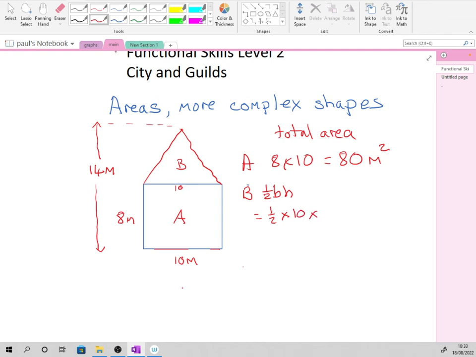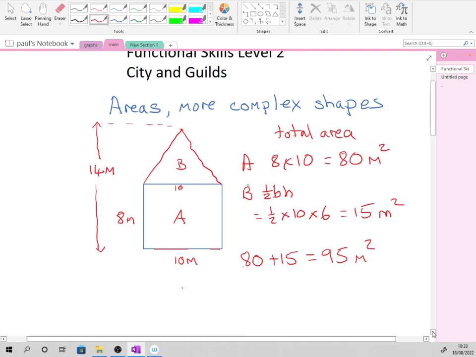Now the height of the triangle. The height of the rectangle is 8. The total height is 14. So 14 take away 8 is 6. So that will be 6 for the height of the triangle. 6 times 10 is 30. Half of that is 15 meters squared. So the total thing is just going to be 80 plus 15, which is 95 meters squared.